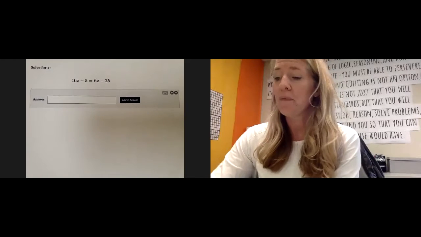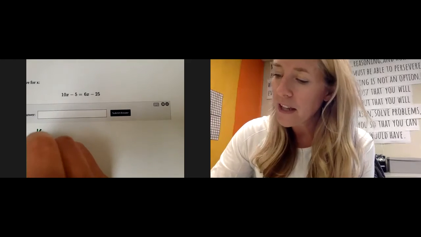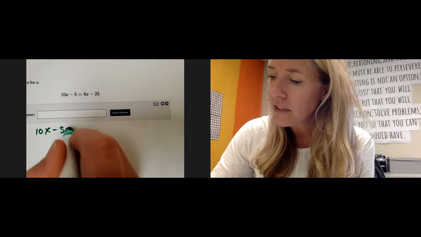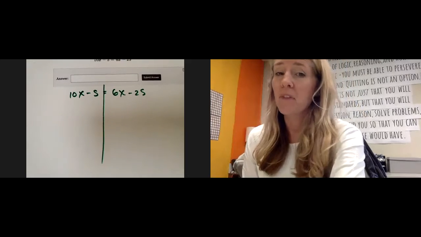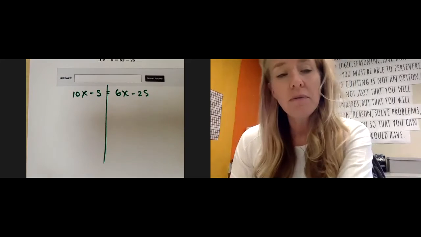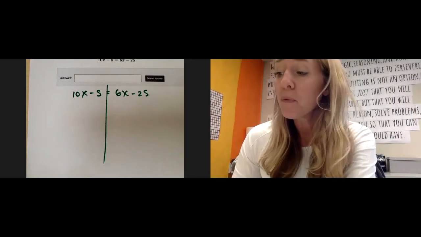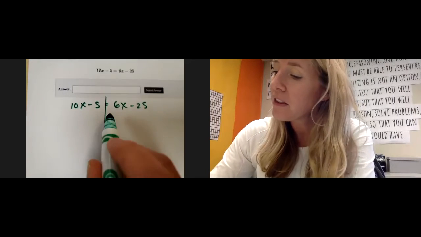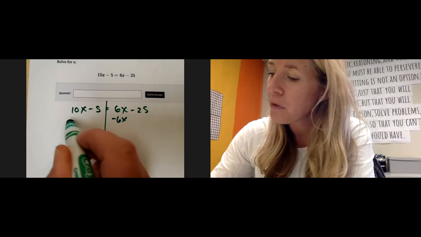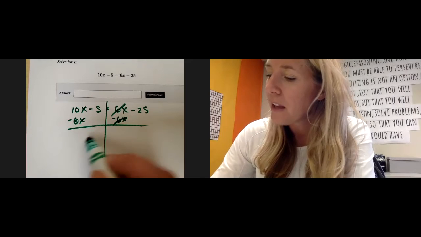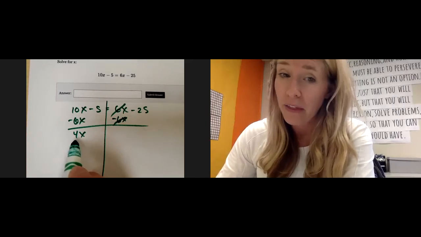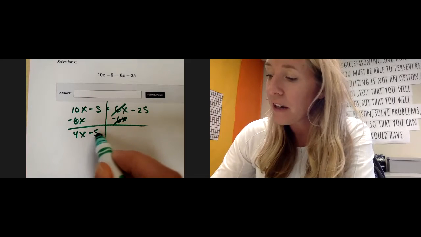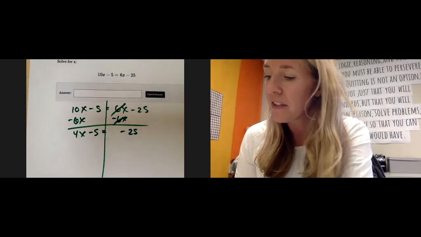Okay, so I'm going to write out my problem. 10x minus 5 equals 6x minus 25. Build your balance. No cleanup to do. That's nice. Round up your variables on one side or the other. Get those smaller amounts moved over if you can. You get 4x. 10 of something minus 6 of something is 4 of that thing, right? Drop that negative 5 down and drop the negative 25 down.